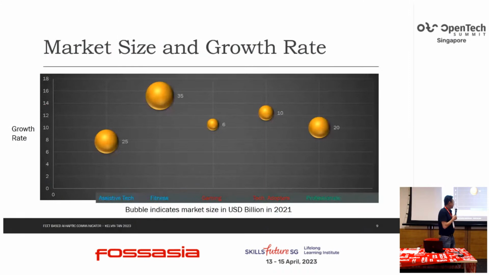In terms of market, you can see that I did some research, and the biggest segment with the highest growth rate would be fitness, followed by assistive tech. There's also some potential in professionals using this in the line of their work, and also gamers and tech adopters.